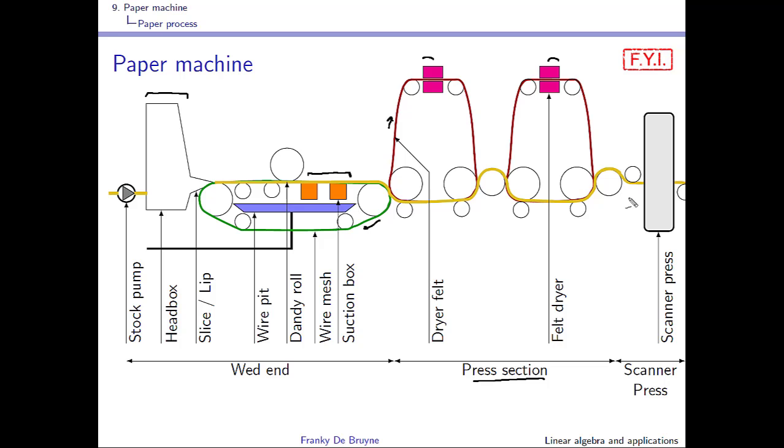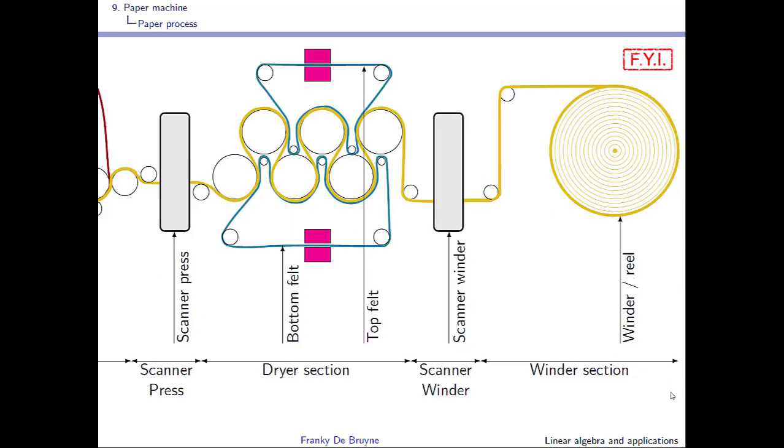At the end of the press section, the paper enters the scanner press, where some quality parameters can be measured, for instance grammage and moisture. After leaving the scanner at the press, the paper enters the dryer or dry section to remove the water that has not been removed by pressing. The paper runs on steam heated cylinders, and they evaporate the moisture.